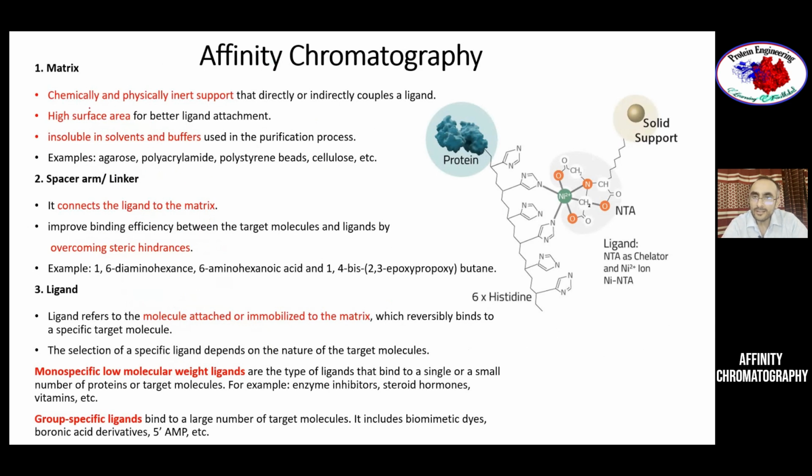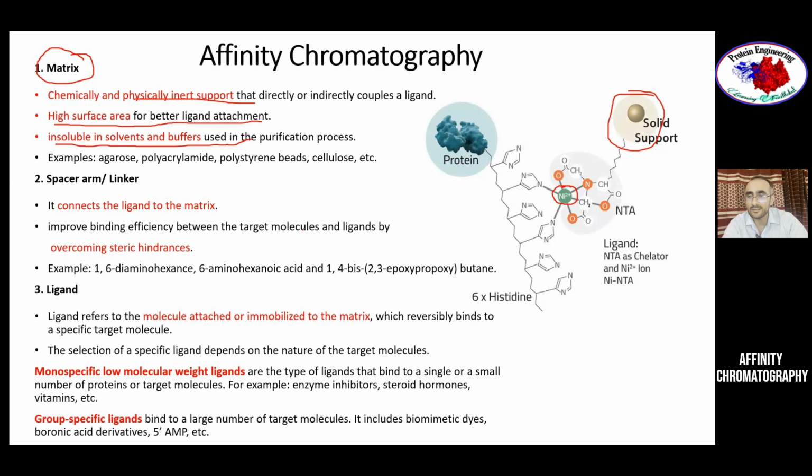So there are in fact 3 components of an affinity column. One is the matrix. The matrix is the solid stationary phase, generally a polysaccharide. It could be agarose, polyacrylamide, polystyrene, cellulose, etc. On this solid support, you immobilize a ligand. For example, nickel is the ligand here, which is immobilized, and this matrix should be chemically and physically inert, so it does not interact at all with other analytes in the mixture, and it should provide high surface area for better ligand attachment. And of course, it should be insoluble in the solvents and buffers which you are going to use in the mobile phase.